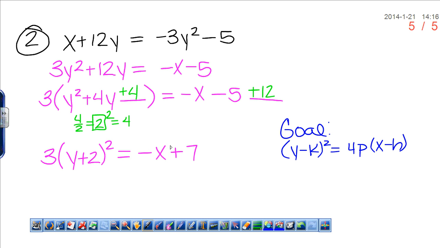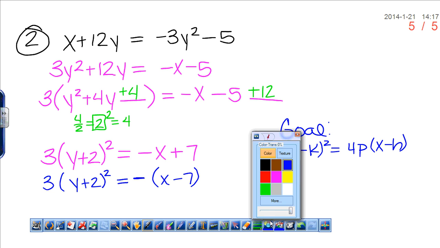The first thing I would do is pull out any coefficient that you have of x. Here I have a coefficient of negative 1 that I have to pull out. So I'm going to write this as 3 times y plus 2 squared is equal to the opposite, or negative 1, times x minus 7. Okay?